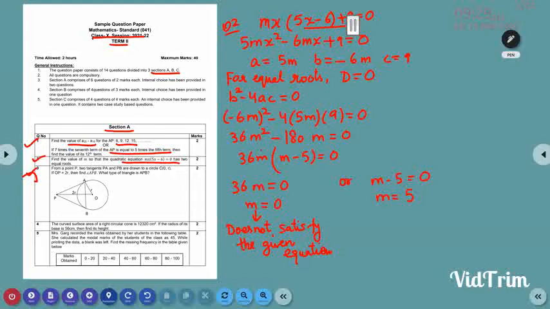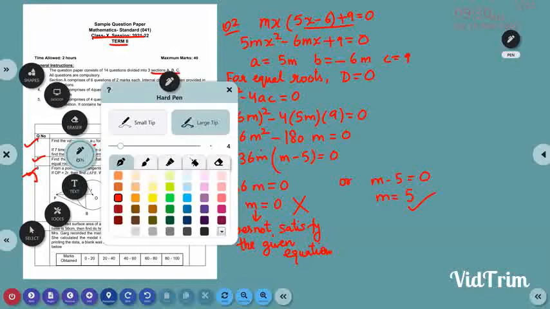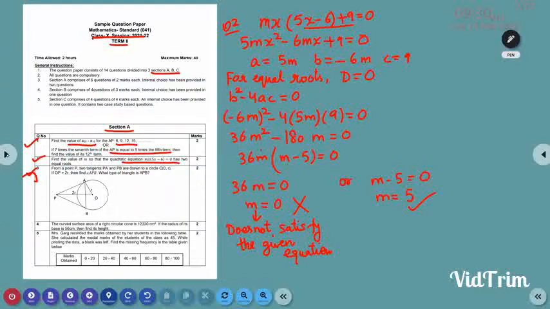If m will be 0, the answer should be 9. But here in the equation the answer is 0. That means m cannot be 0 because the value of m as 0 does not satisfy the given equation. So we are going to reject this value of m equals to 0 because it does not satisfy the given equation. So the final answer will be m is equal to 5 because this value satisfies the equation. So the value of m in this question will be equal to 5.